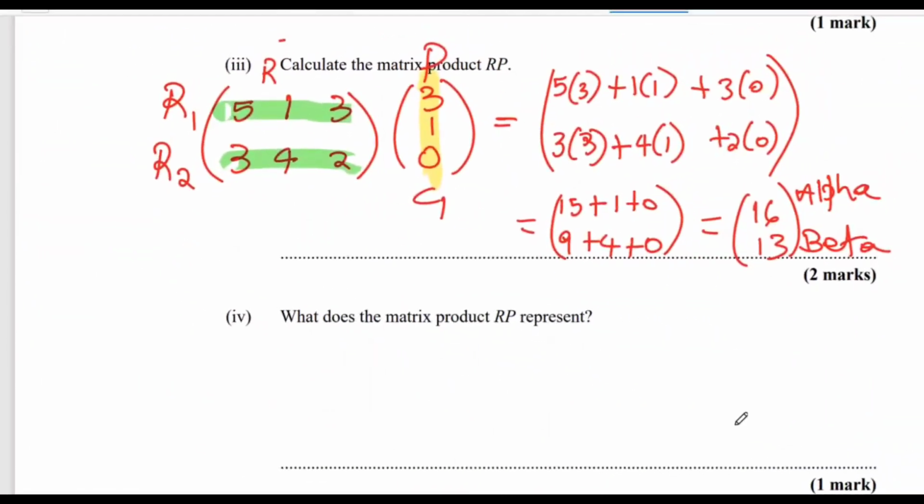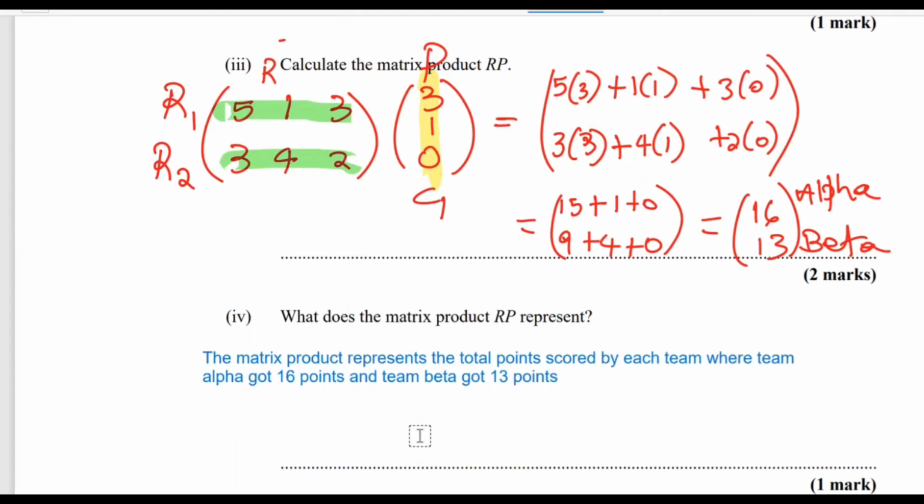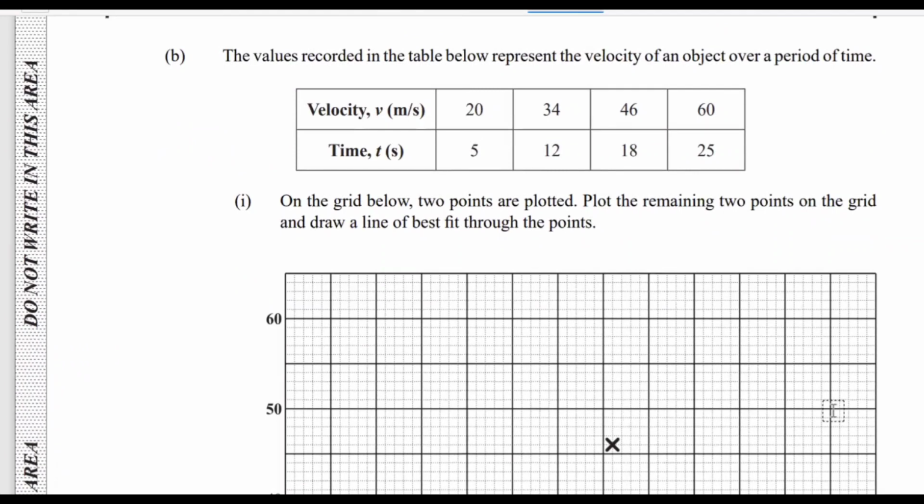Now, what does the matrix product represent? The matrix product represents the total points scored by each team, where Team Alpha got 16 points and Team Beta got 13 points. Right. Let's look at this other one here.